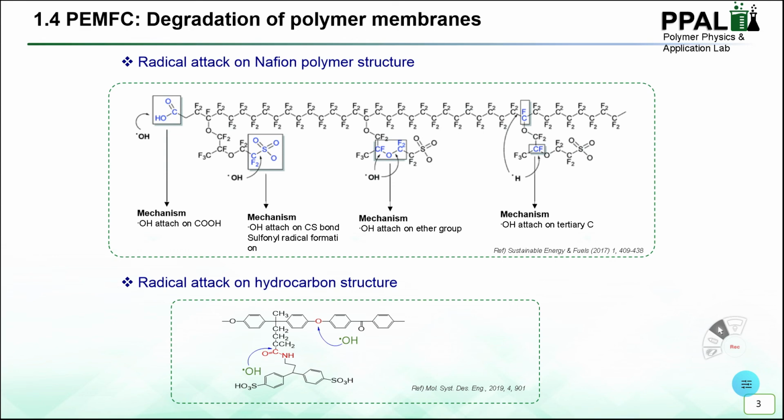Different from the Nafion structure, which contains the ether group on the side chain of the polymer structure, the hydrocarbon polymer structure contains a lot of ether groups on the backbone, so the radical will easily attack and degrade the main chain of the hydrocarbon membranes.